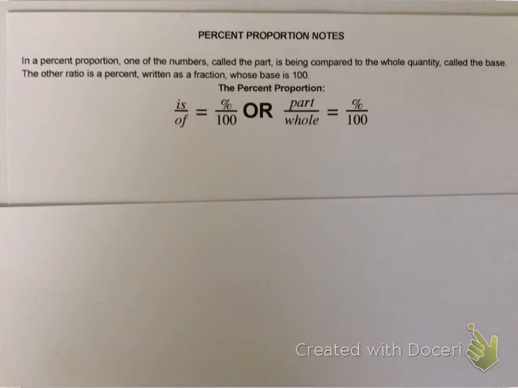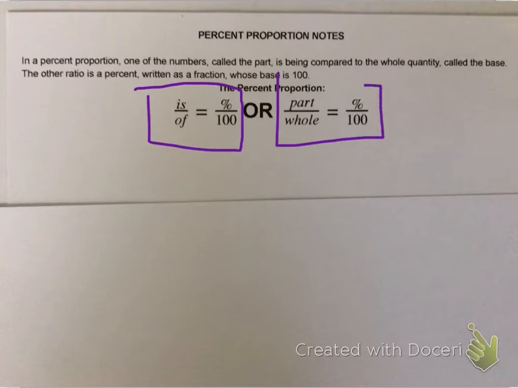And we're going to use these two proportions. There's two that I will use interchangeably, and it kind of depends on the problem. We have the is over of proportion, where is is the part, and of is the whole. Or part over whole, we could call it that. Either one, and I'm going to show you using both of those in these notes. And again, the percent is always over 100. Your part is the percent. So if you have a 95% in my class, that's the part of your percent that would be out of 100%.